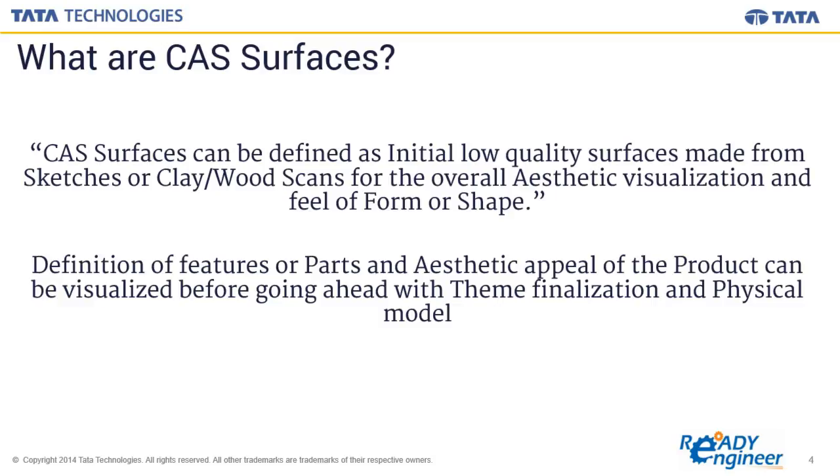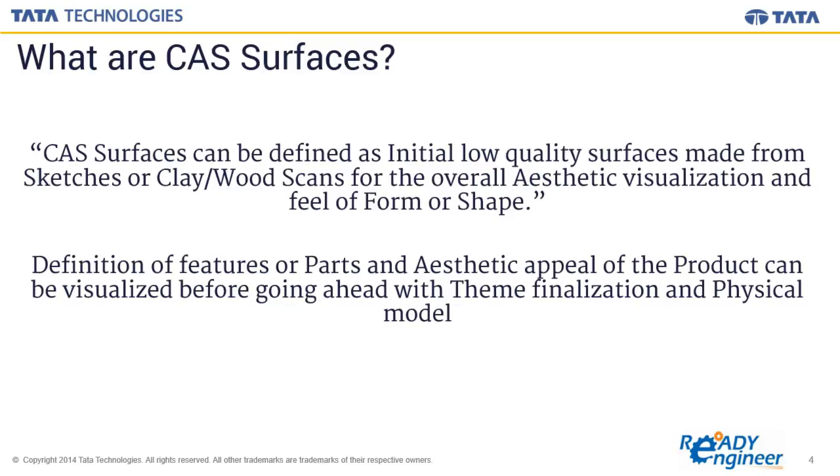In simple terms, CAS surfaces are computer aided styled surfaces, and their main role is to define the aesthetic appeal of the product and give more visualization rather than any production quality. They are the first level surfaces that we create from sketches so that the designer can understand how they look in 3D, and how his sketches and the 3D model or the actual car are going to relate together. That's the main reason why we make CAS surfaces.